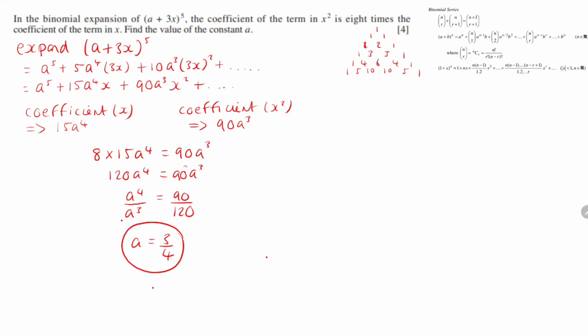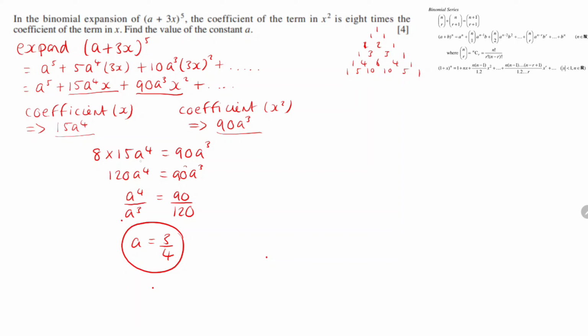Next question, in a binomial expansion of a plus 3x to the power of 5, the coefficient of the term in x squared is 8 times the coefficient of the term in x. So what you had to do in this case was start to expand to obtain your two expressions for x and x squared. Now the coefficient for x was 15a to the power of 4, and the coefficient for x squared is 90a to the power of 3, and it tells you that this one is 8 times bigger than this one.